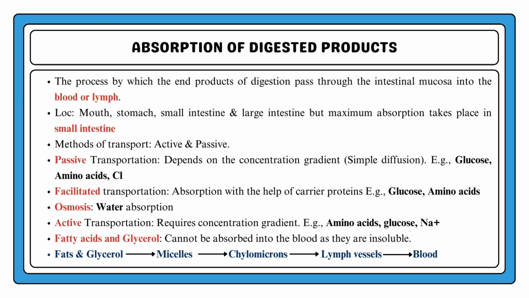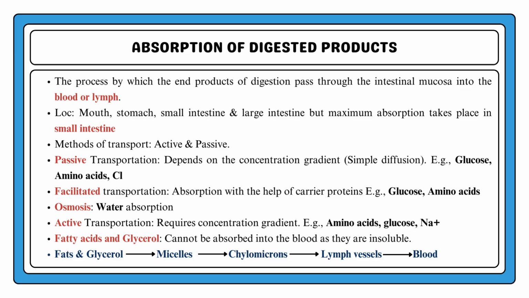The passive transportation depends on the concentration gradient, which is also called simple diffusion, for example glucose, amino acids, chlorine, and facilitated transportation. Absorption takes place with the help of carrier proteins, for example glucose, amino acids. Water absorption takes place through osmosis. The active transportation requires energy against the concentration gradient. Examples: amino acids, glucose, sodium ions.